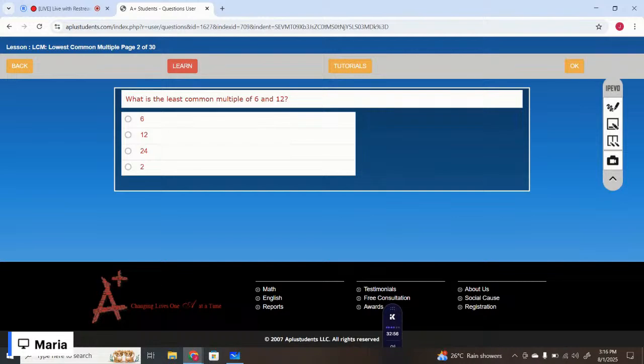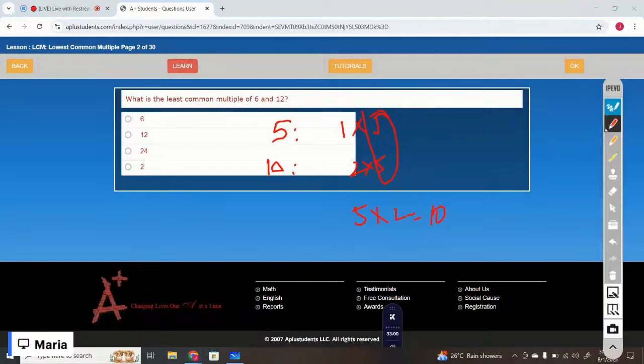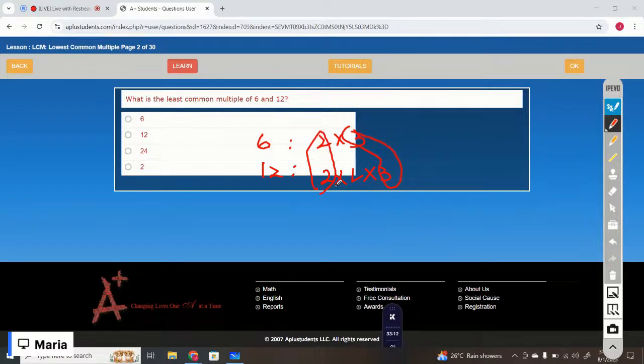What is the least common multiple of 6 and 12? Let's write down the prime factors: 6 is 2 times 3, and 12 is 2 times 2 times 3. That is 2 times 3 times 2, which is 12. Option number 2 is the correct option.